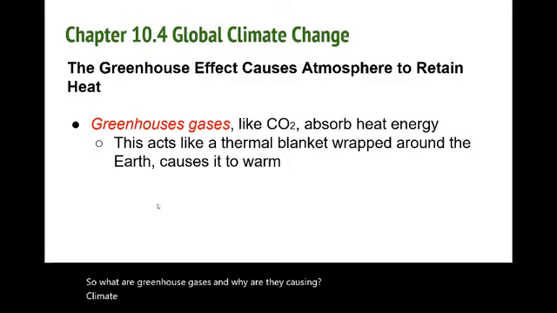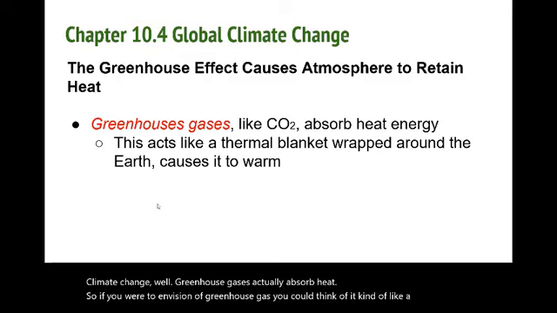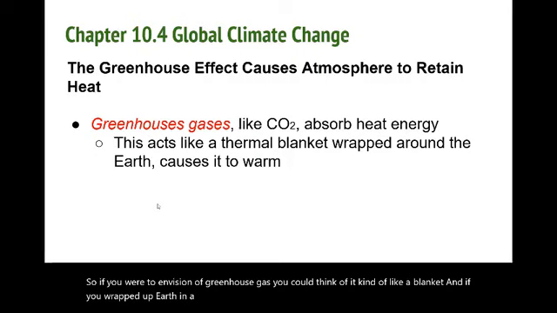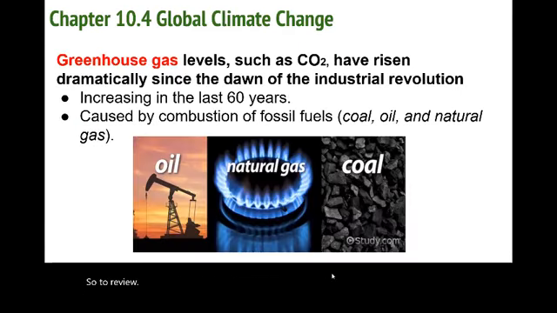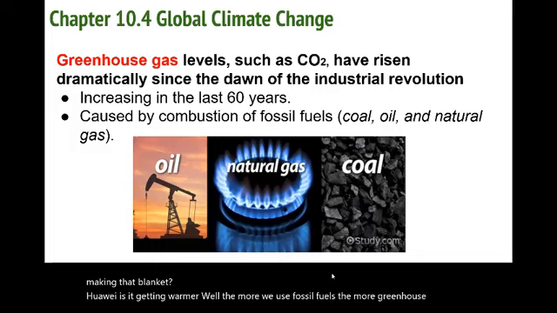So what are greenhouse gases, and why are they causing climate change? Well, greenhouse gases absorb heat. If you were to envision a greenhouse gas, you could think of it kind of like a blanket. If you wrapped up Earth in a blanket, it's going to get warmer, right? The temperature is going to increase. That's kind of how greenhouse gases work. They wrap around the surface of the Earth like a blanket and make it warmer. The more we use fossil fuels, the more greenhouse gases we produce.